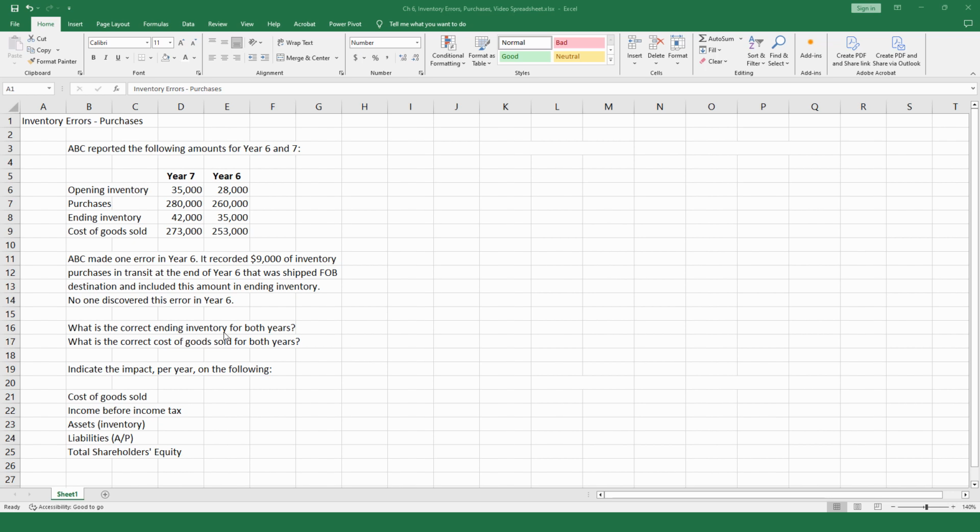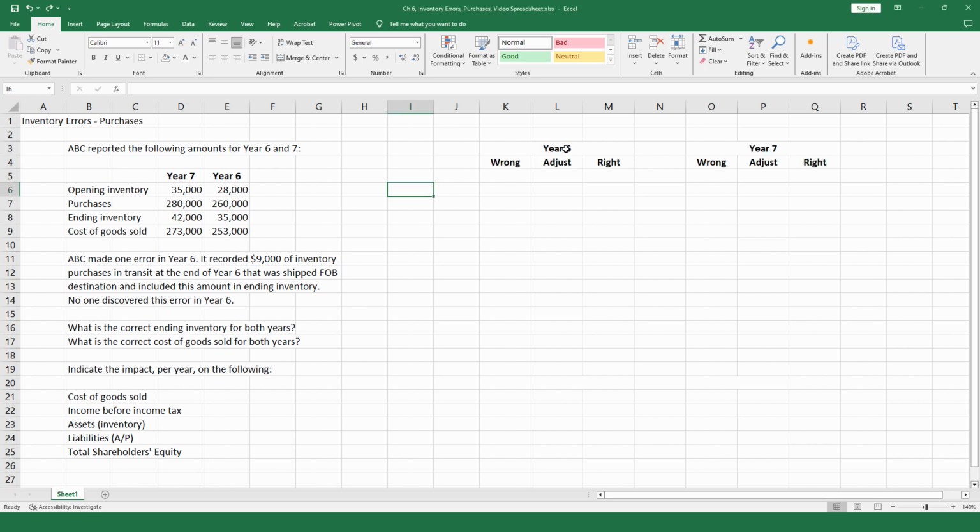No one discovered this error in year 6. What is the correct ending inventory for both years? What is the correct cost of goods sold for both years? Indicate the impact each year on the following: cost of goods sold, income before income tax, assets, inventory, liabilities, which is accounts payable, and total shareholders' equity. All right, let's get started.